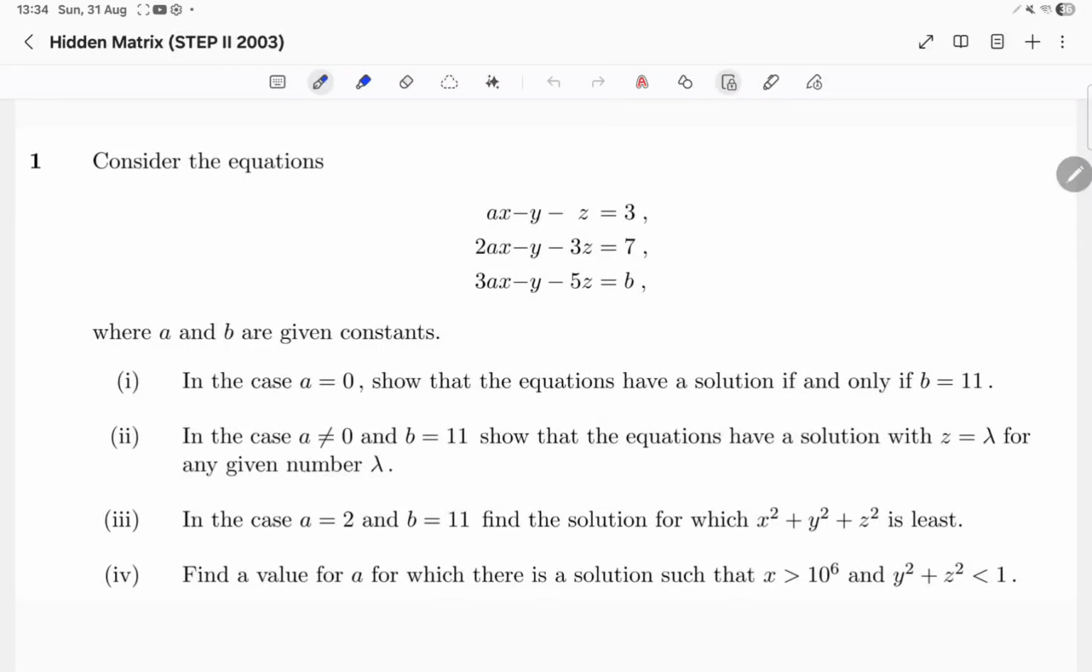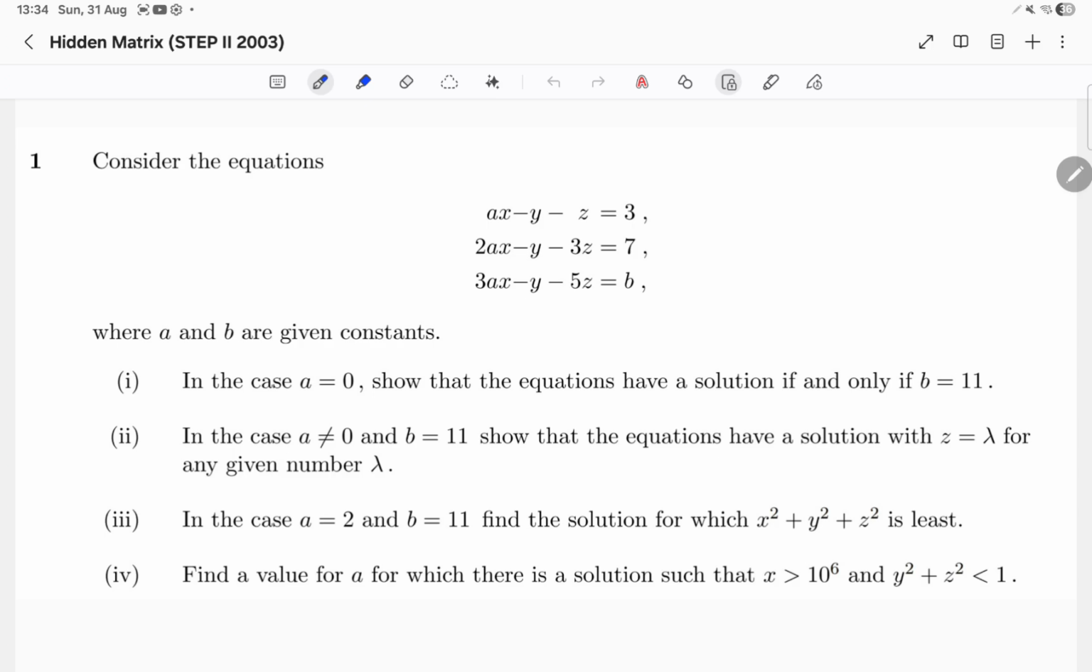Hello and welcome back. Today we'll be doing question 1 from the 2003 Step Paper 2. This is a question about simultaneous equations, however I will be solving these using a matrix method. Let's get started. Question 1.